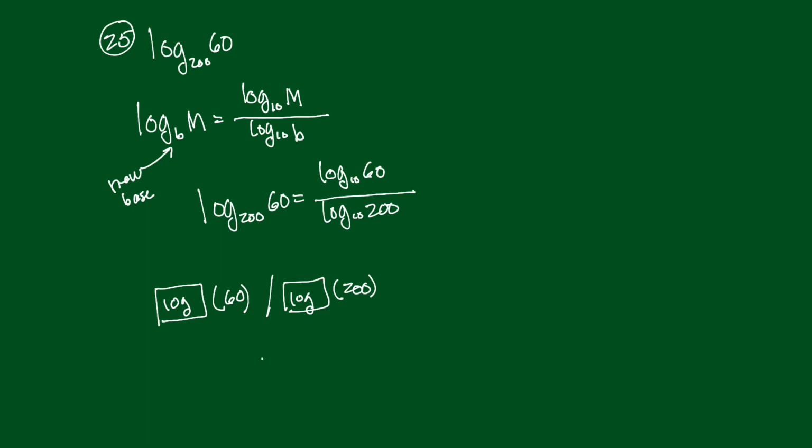And I got 0.7727, that's a 7, 7, 6, dot. So I'm going to round this up. All right, 0.7728, and there we go. We're done.